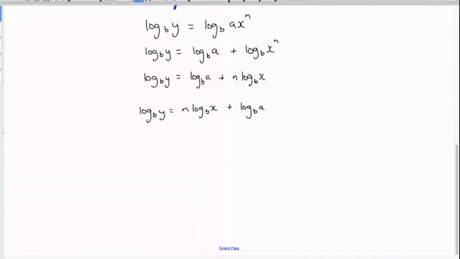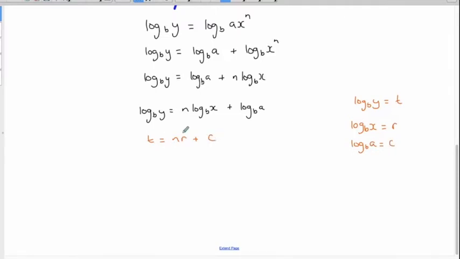Now, I'm going to let log b of y be a t, and I'm going to let log b of x be another variable. So if this is a variable, then this is a variable. And if this is a variable, then let's just use r. R is a variable too. So I can write t equals nr plus, and this is a constant, so I'm going to let that be a k. In fact, I'm going to be really obvious and let it be a c.